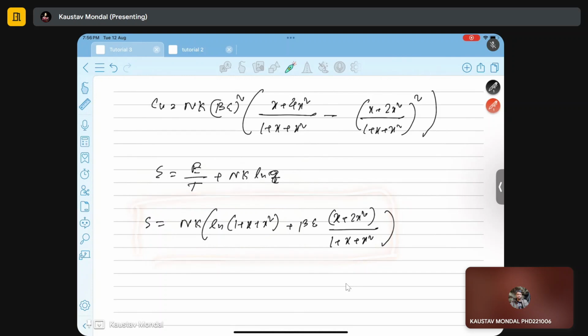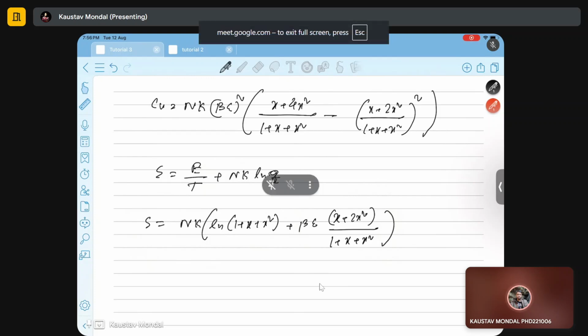Okay. So this is how you can calculate the entropy if you know the partition function. If you know the partition function and temperature, you can basically calculate entropy, total energy, and heat capacity specifically. So that's it for today's class. Okay, so let me stop the meeting.